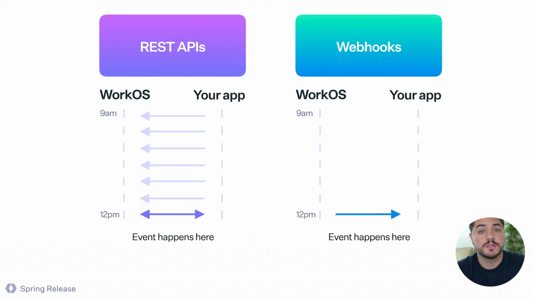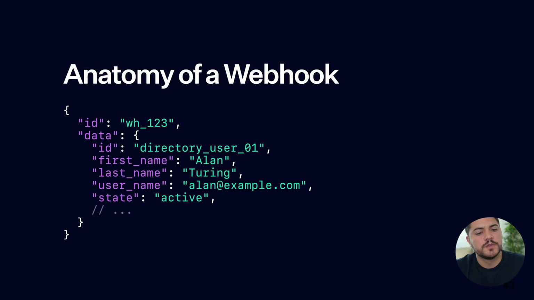So with webhooks, you can just configure an endpoint on your server, and whenever there's an update, we'll hit that endpoint for you. And this way you can build apps that will react in real time to whatever is changing in terms of directories or SSO integrations.